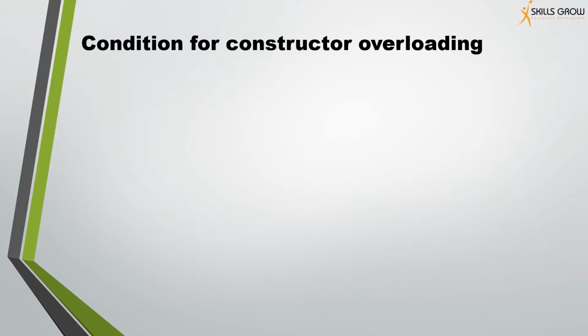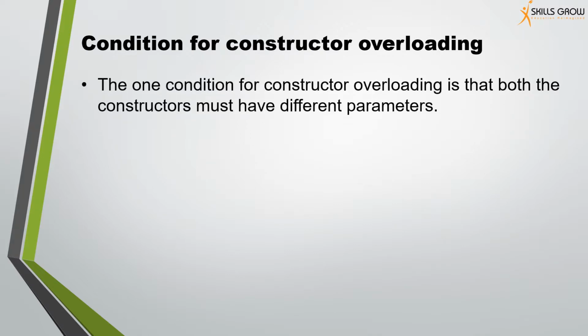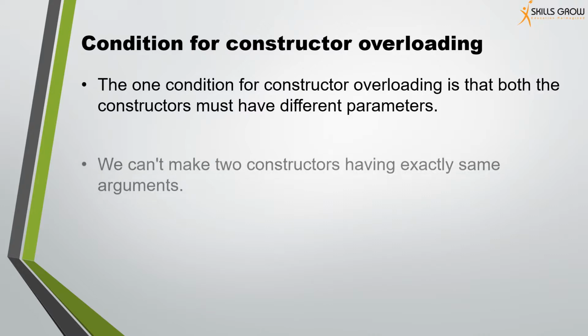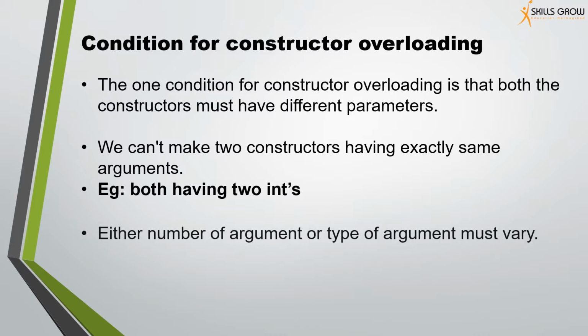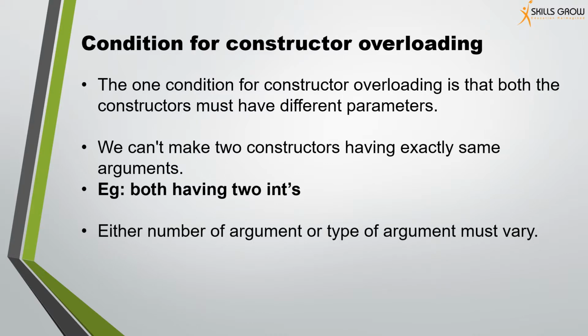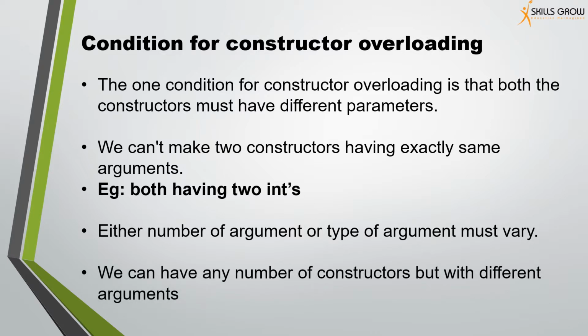Let's look at the conditions for constructor overloading. The first condition for constructor overloading is that both the overloaded constructors must have different parameters. We cannot make two constructors have exactly the same arguments, let's say both constructors having integer or double arguments. Either the number of arguments or the type of arguments must vary. We can have many constructors, but with different arguments.